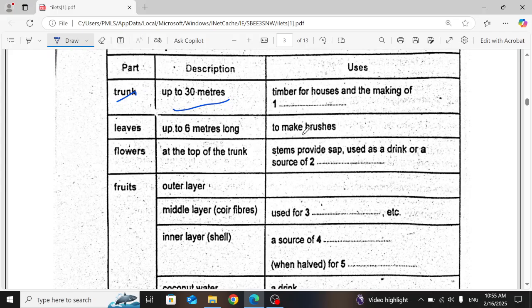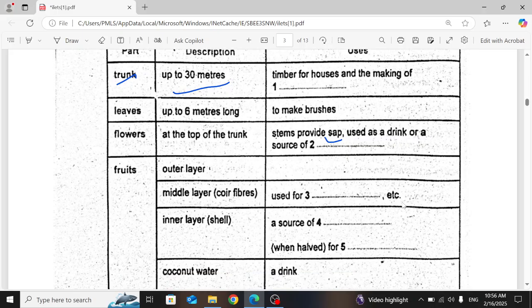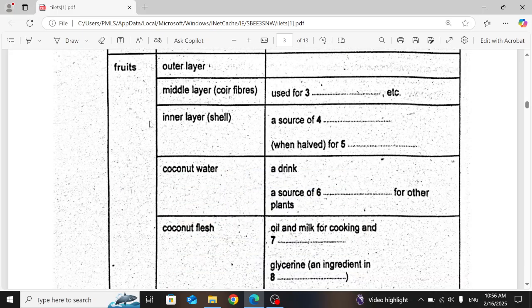Leaves up to 6 meters long to make brushes. Flowers at the top of trunk. Stem provides sap used as a drink or a source of. We have to figure out why sap is used. And then we have fruit, some description about fruit. Outer layer, middle layer, that is called coir fibers, used for. Why coir fibers are used. Inner layer, shell, a source of. What source of? And when halved, how it is used for.